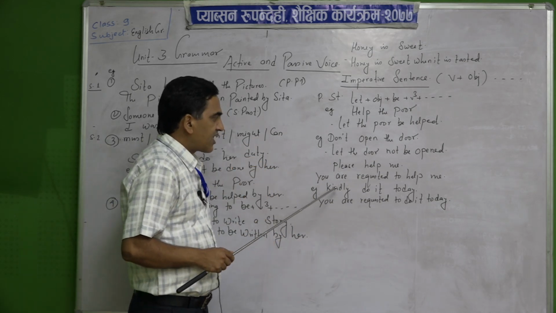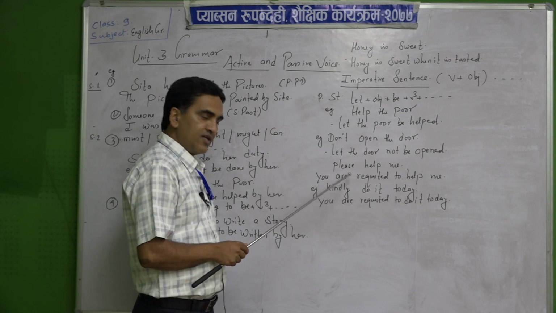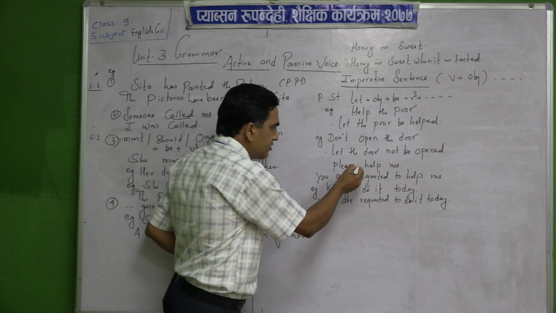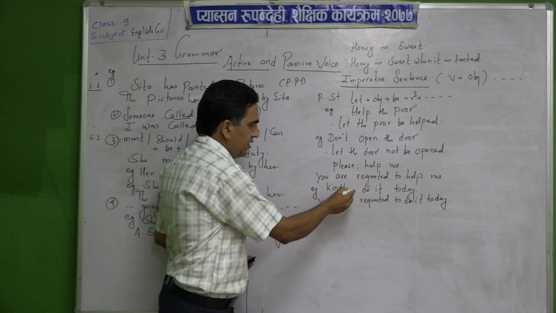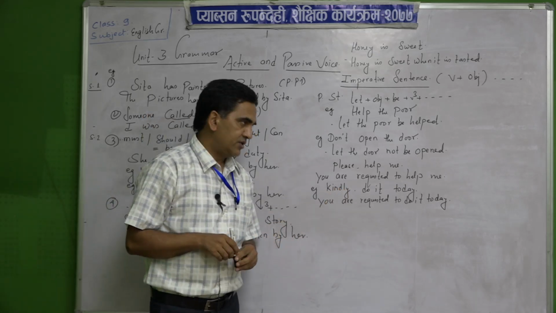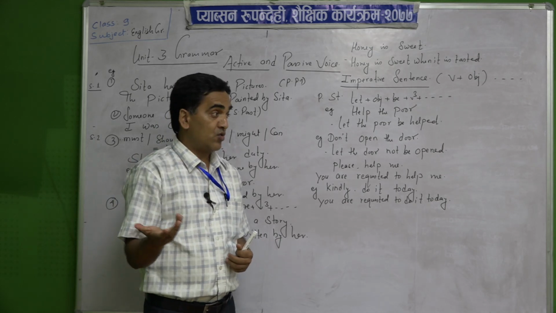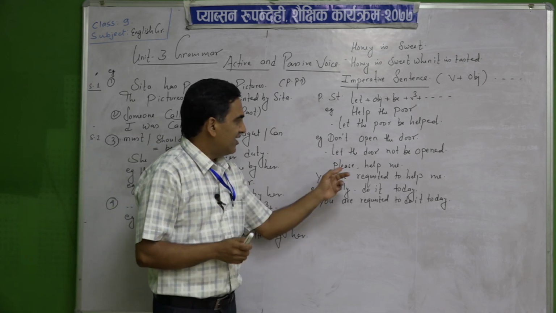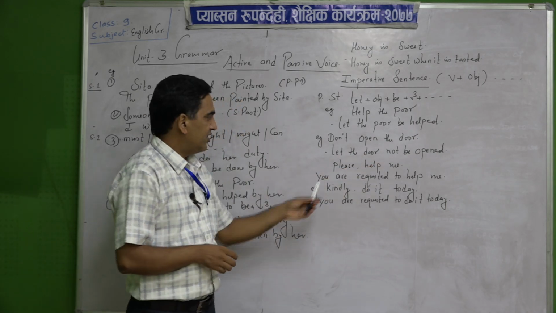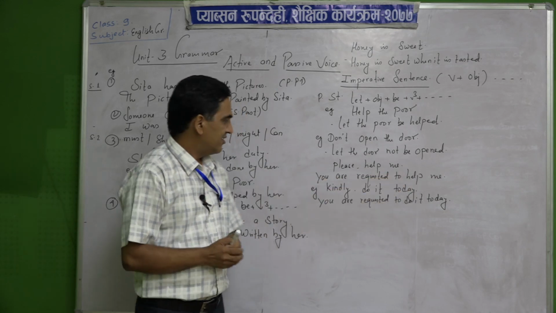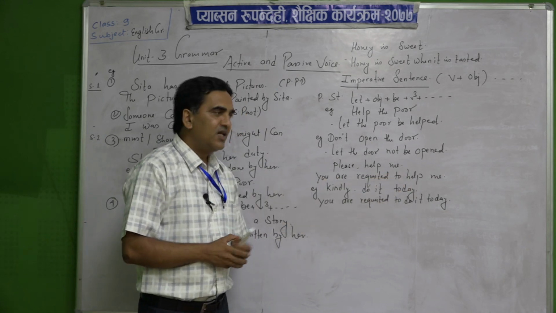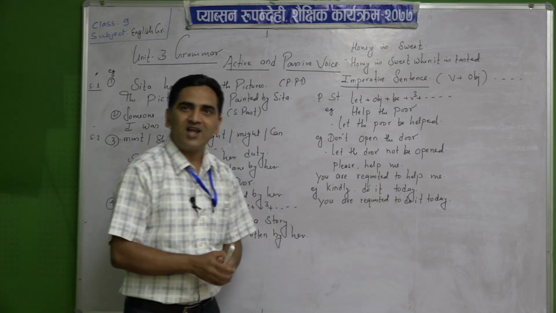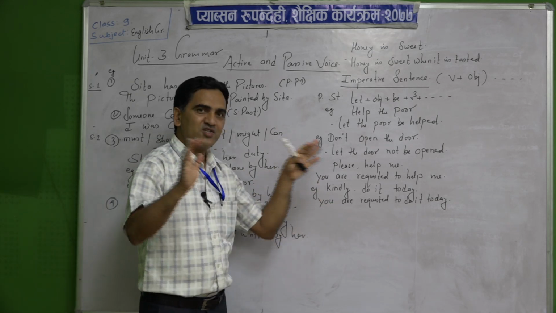And when there is "kindly" or "please", when we write please, there must be a comma. Kindly or please, they are requests. When we request someone, we use the word please or kindly. Look here: Please help me. You are requested to help me. Kindly do it today. You are requested to do it today. Now this is the imperative structure. My dear students, you got the point.